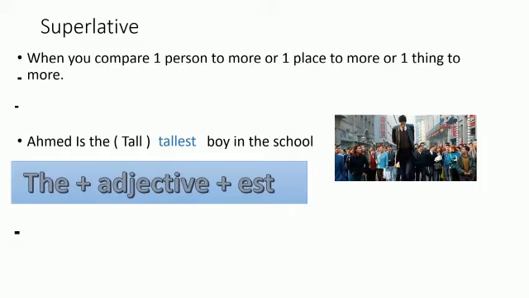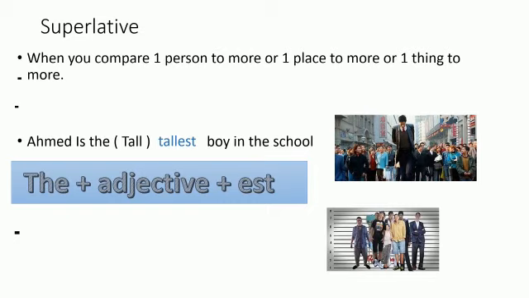Okay, Sally is short girl in the class. Okay, our rule, the plus adjective plus est. So it will be Sally is the shortest girl in the class.